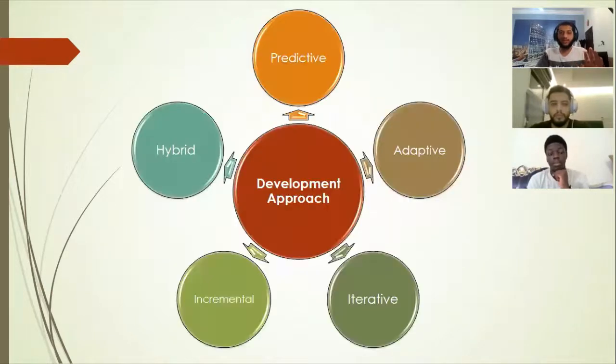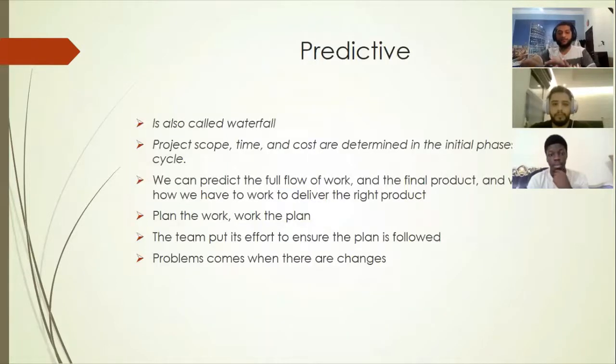And actually, there are 5 types of development approach: predictive, adaptive, iterative, incremental, and hybrid development approach, and we will go through them in our presentation. First, the predictive approach, and it is also called a waterfall approach. And in this approach, the project scope, time, and cost are determined in the beginning of the project, in the initiation phase.